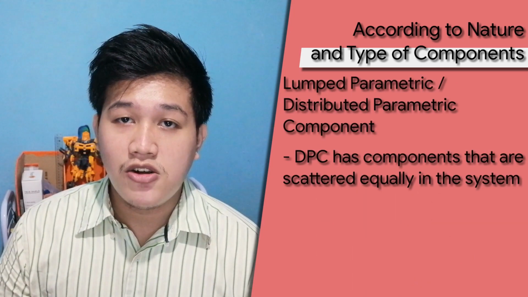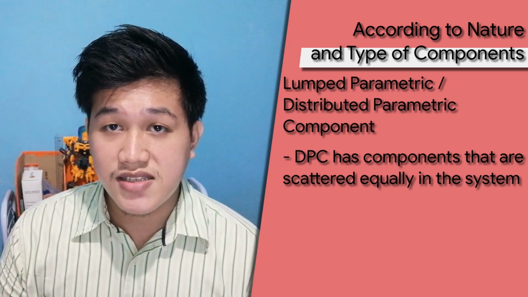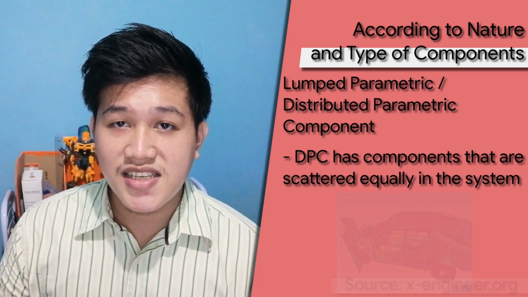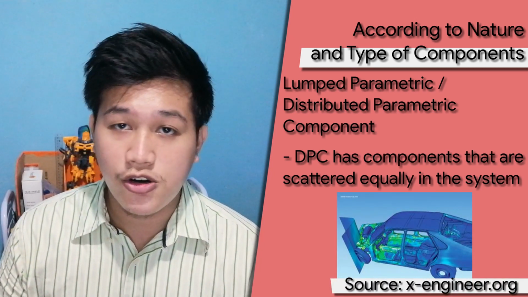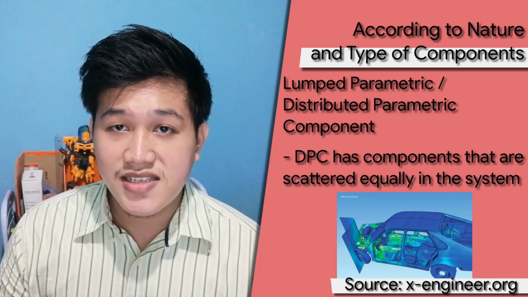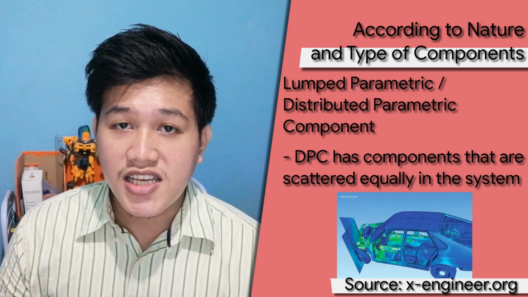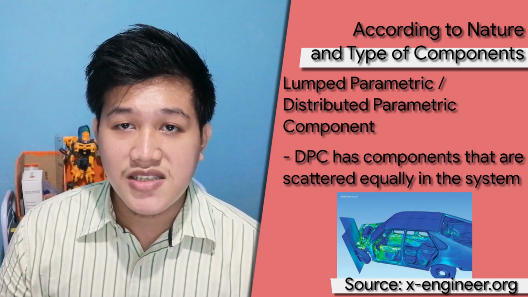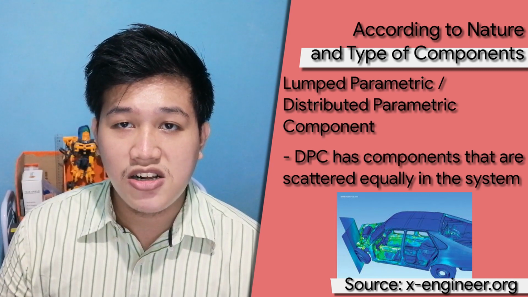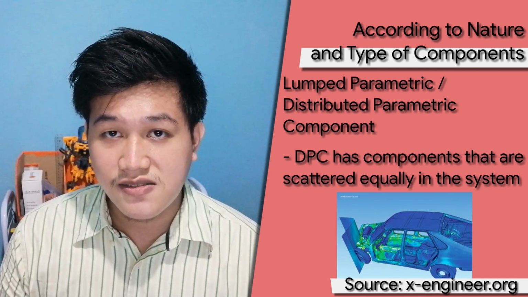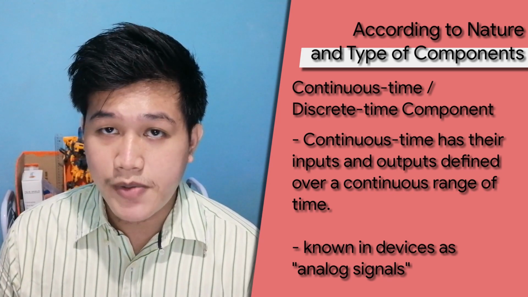Distributed parameter, or DPC, on the other hand, are scattered equally to distribute in the system. An example for this is the distribution of force on a car when it is collided on a tree or post. Most cars are designed for safety in mind for the driver and passengers in a car. So in case of an accident, the car must dissipate the force in its body first. In mathematics, the equation is called partial differential equation. And lastly, we have continuous time and discrete time components.